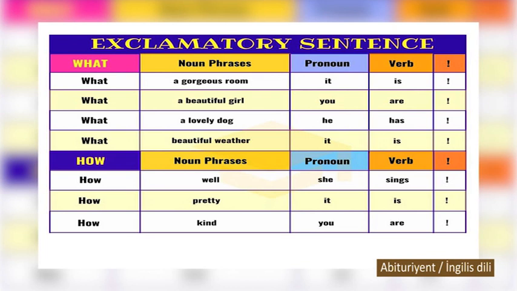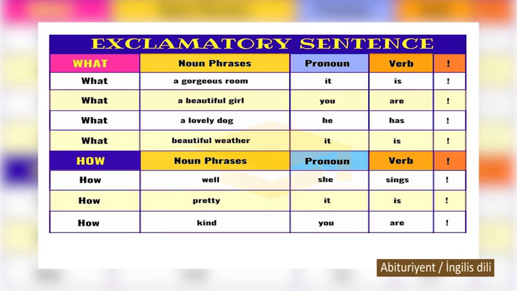What beautiful weather. You know, weather is a non-count noun. No article is used here. Of course, we speak about the indefinite article. With what, we don't use the definite article. Remember. What beautiful weather, or what beautiful weather it is.